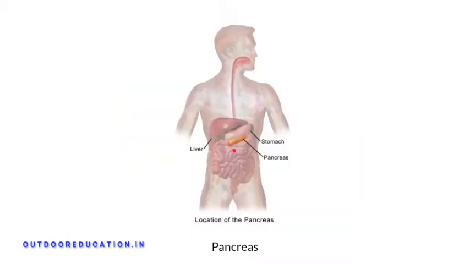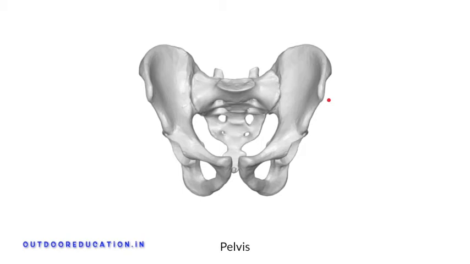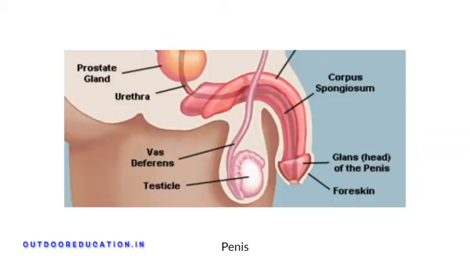Pancreas, this is a special gland that helps produce insulin and juices that assist in digestion of food. Patella is the kneecap. Pelvis, it is the basin-shaped bony structure which supports the spine and is the point of proximal attachment of the lower extremities. Penis, the organ of the male reproductive system, which is responsible for sexual intercourse, transfer of sperm.